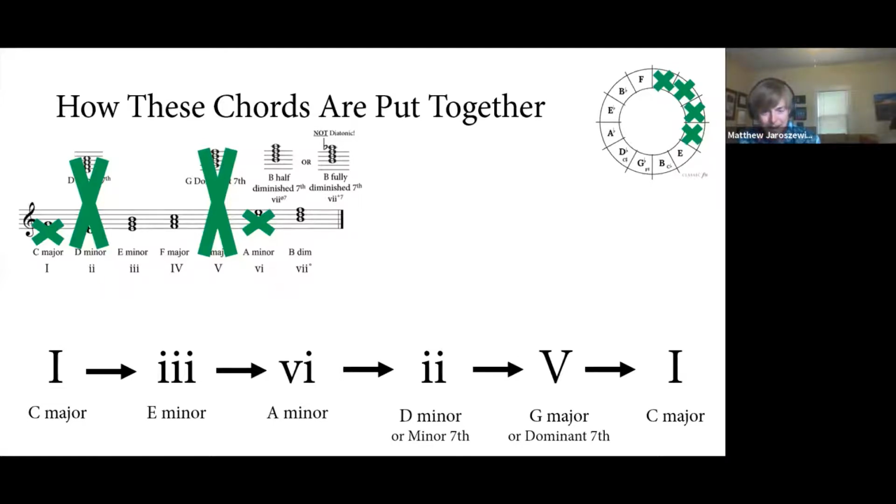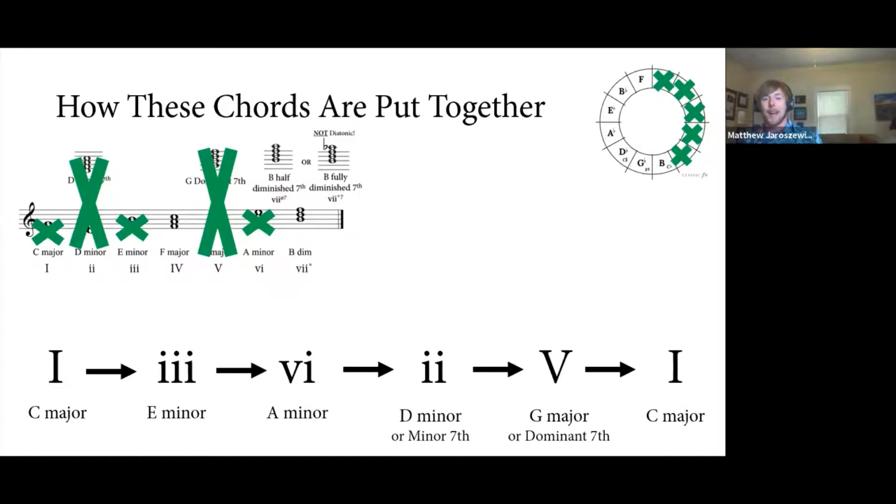We start on C, go to E, A, D minor, G major, and back to C. Check E minor off the list. Check E minor off of our circle of fifths.